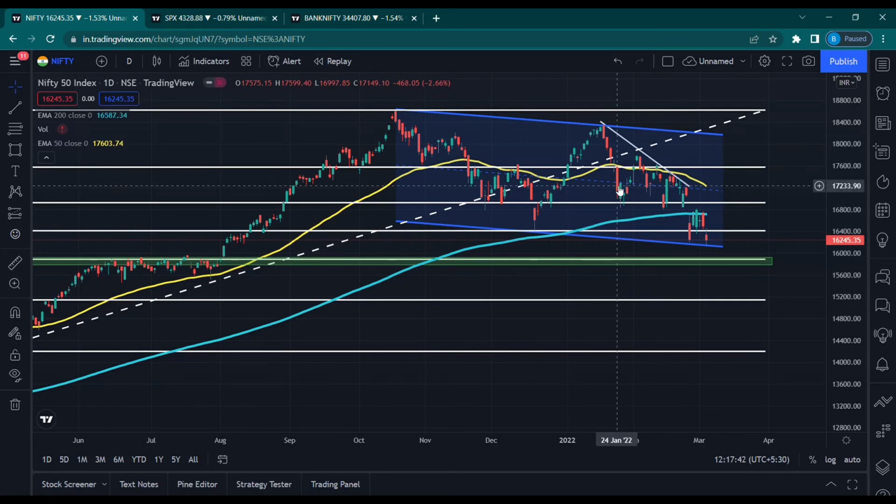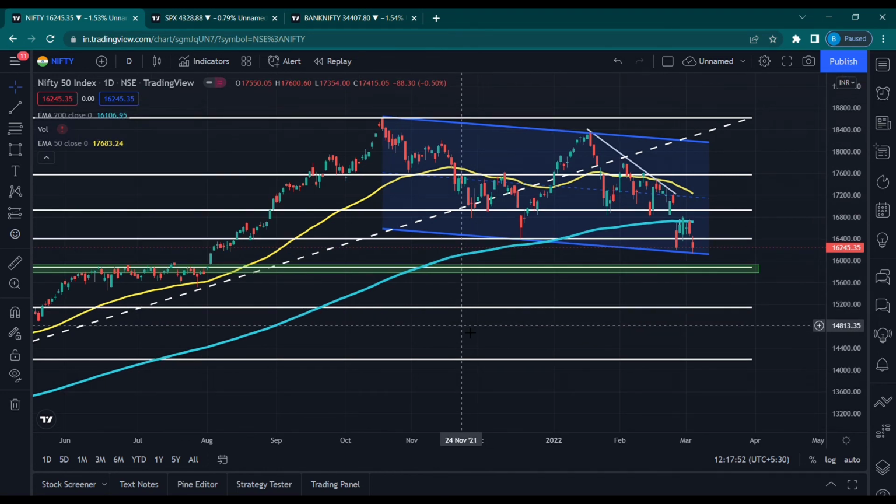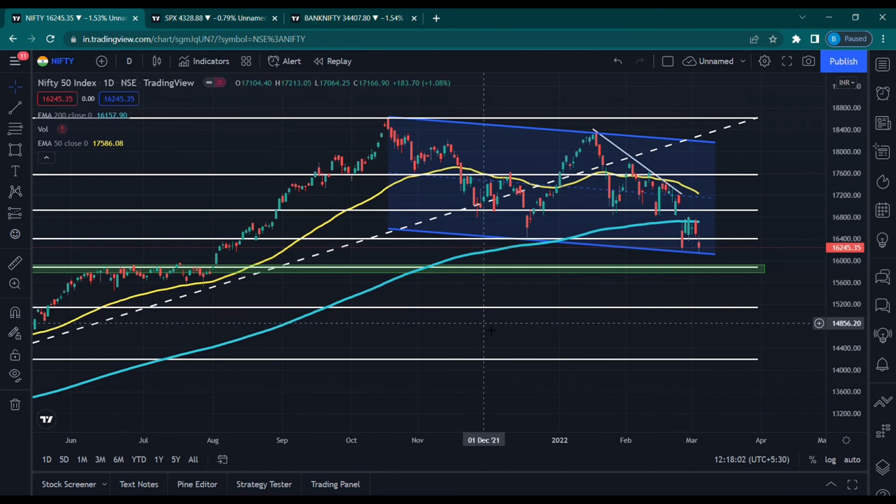Okay guys, so this is an update on Nifty, Bank Nifty as well as the US markets. So in this video we are going to look at what the price action suggests for the short term, and we'll be analyzing how to place our trades based on price action and a few other indicators. So let's have a look at Nifty first of all.